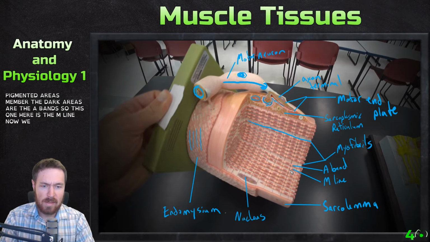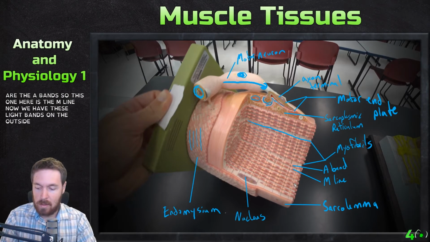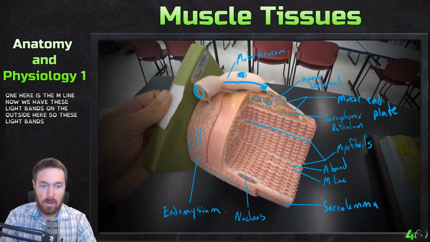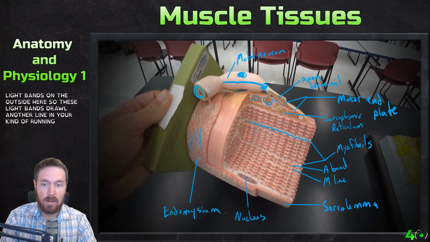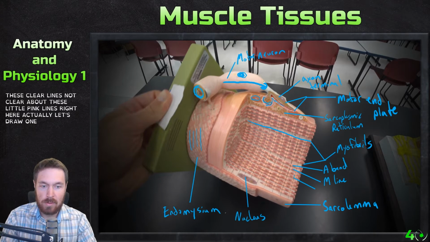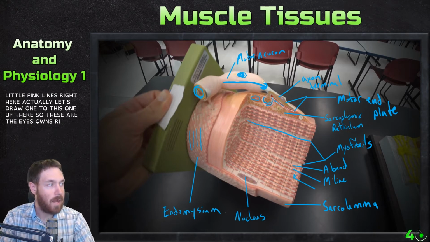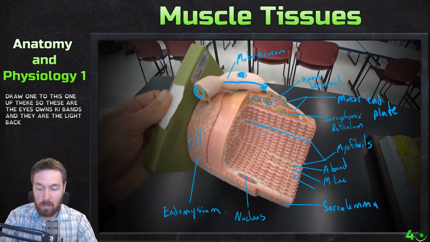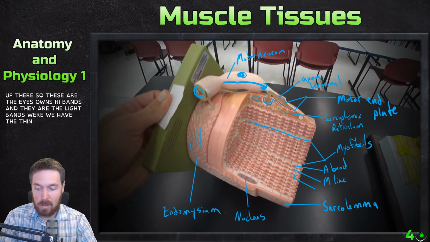Now, we have these light bands on the outside here. So these light bands, draw another line in here, kind of running out of space. But these little pink lines right here. Actually, let's draw one to this one up there. So these are the I zones or I bands. And they are the light bands where we have the thin filaments only.